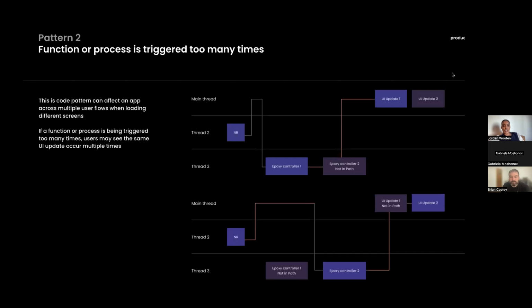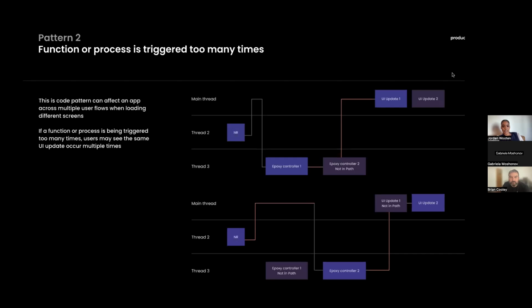So as shown on the slide, here we have two images that show the two execution paths for UI updates 1 and 2. UI update 1 is dependent on information from the network request and the epoxy controller 1, which will build the view model for the UI update. UI update 2 is dependent on information from that same network request, although it's separated for ease of viewing the execution path. And it's also dependent on epoxy controller 2, which will build the same view model as epoxy controller 1 because it is triggered as a result of the same network request.